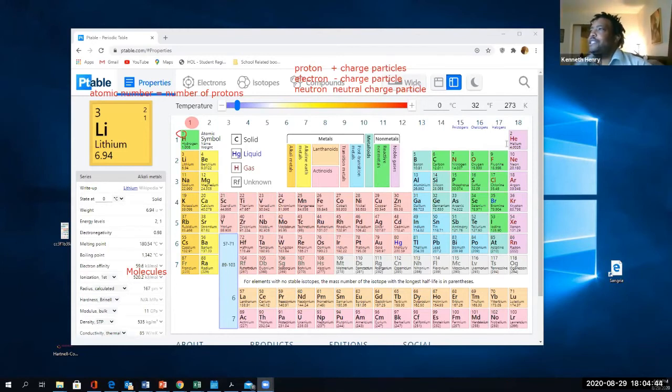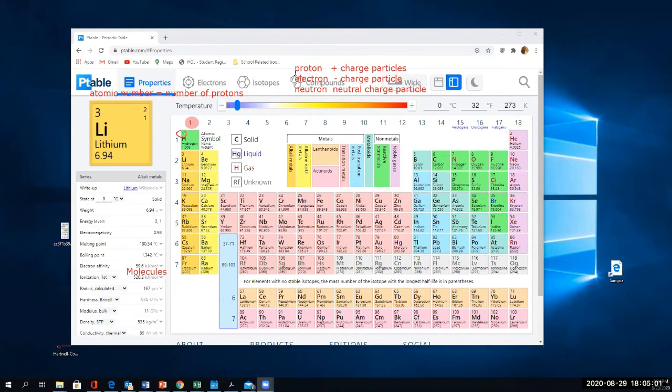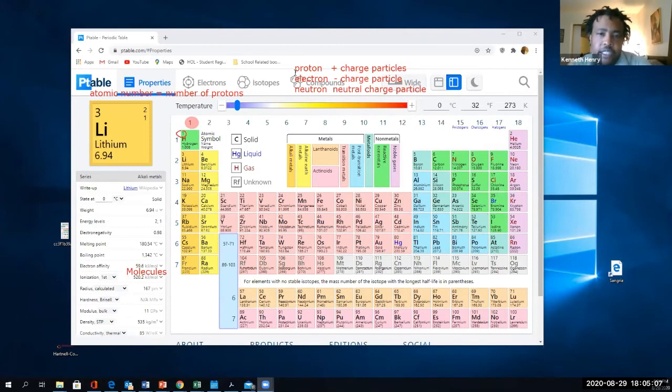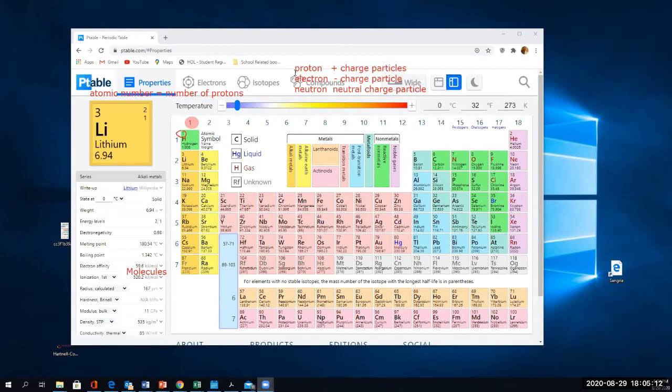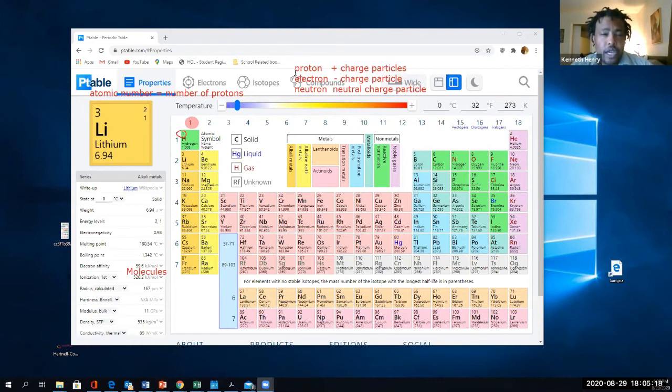Okay, so let's make it a little more challenging. Your electrons are so light. It's kind of like, I weigh 220 pounds. If I have a speck of dust on my shoulder, is my weight going to change? No, it's not going to change. So the electrons are like that speck of dust on the protons' and neutrons' shoulder. Your atomic mass, or atomic weight, is made up of the weight of your protons and your neutrons.